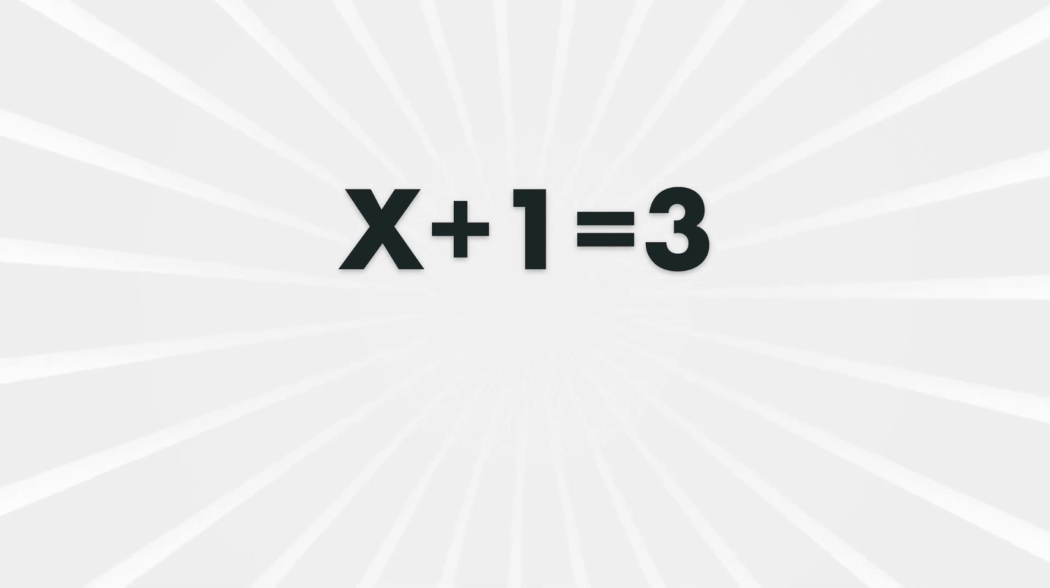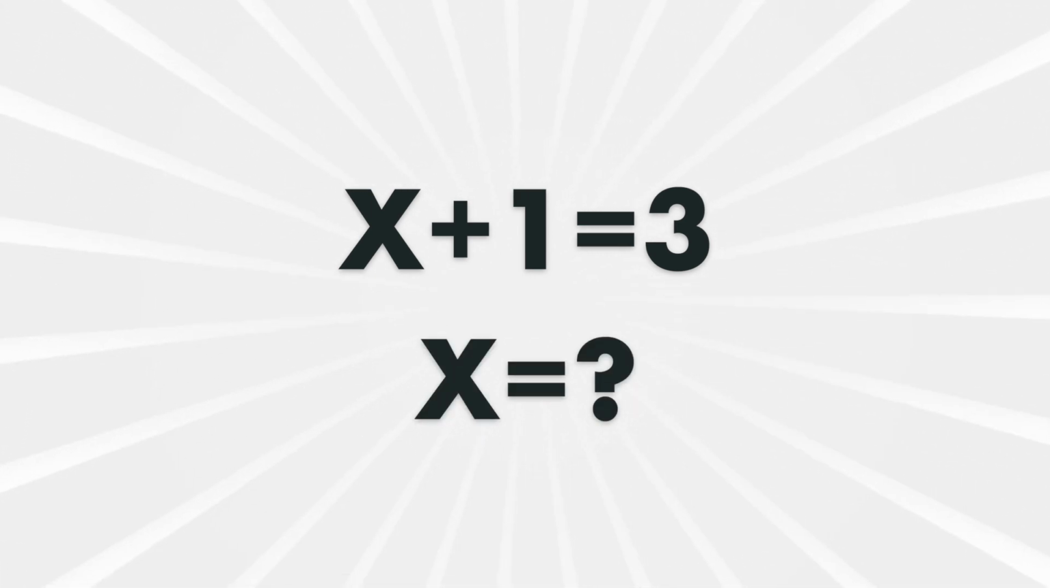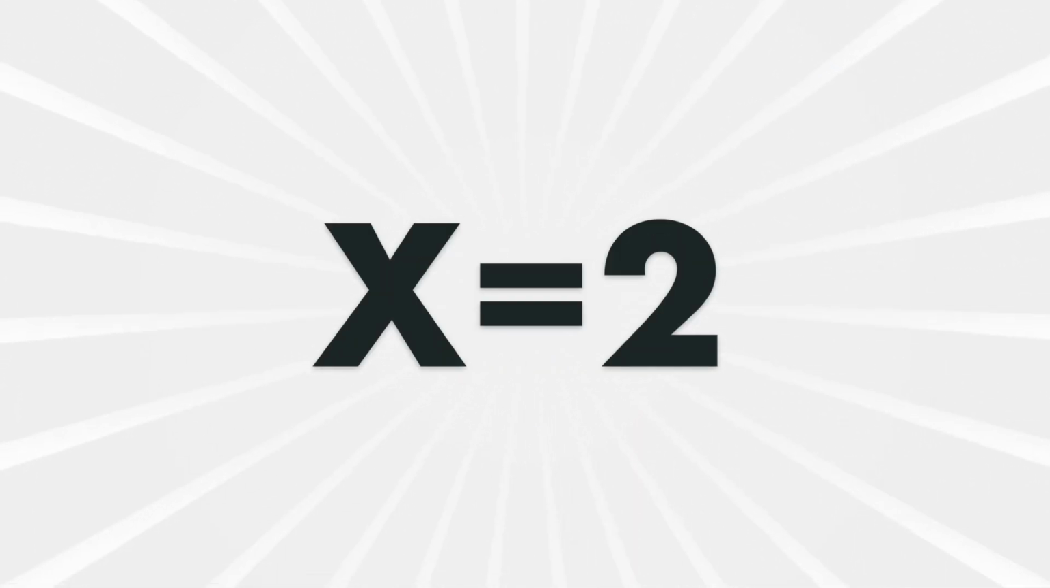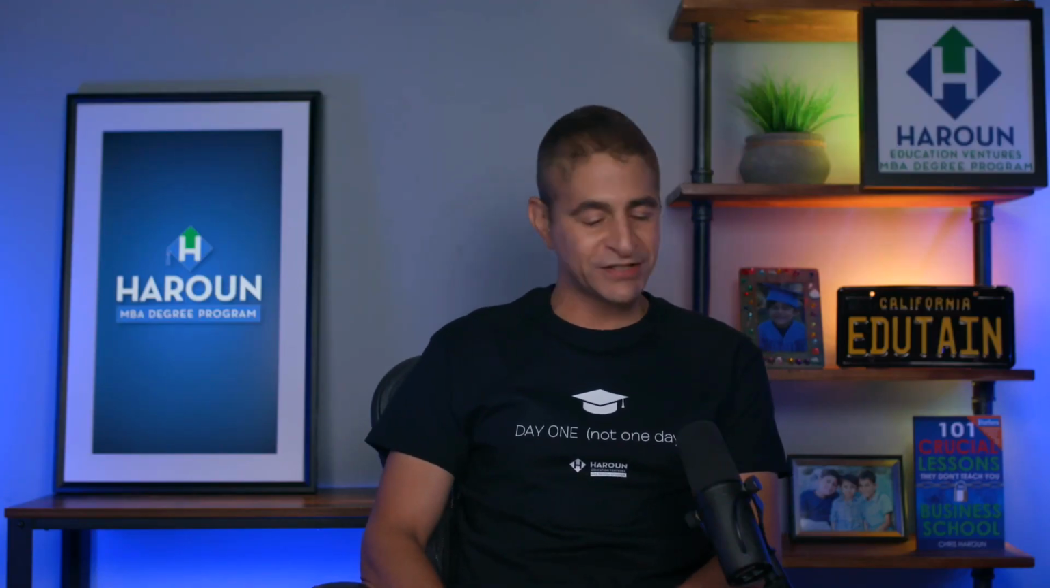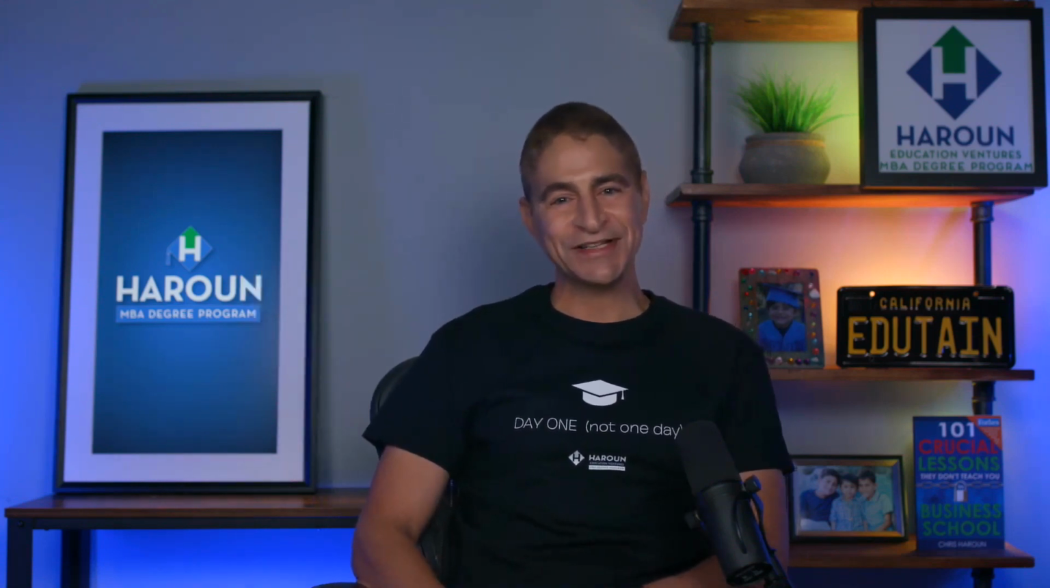If I told you that x plus 1 equals 3, what is x? Of course, it's 2. If I told you x plus 1 plus p plus w plus microphone plus watch plus q equals 3, what is x? No idea. That's what DCF is. There are too many unknown variables.